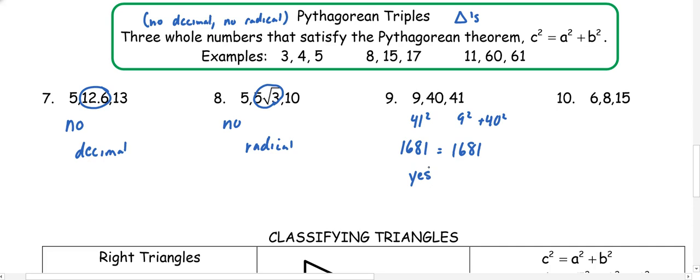Now, number 10, we have to be careful because although these are 3 whole numbers, this does not form a triangle because 8 plus 6 is only 14, and it has to be greater than 15, which it's not, because 14 is actually smaller than 15. So we would say no, not a triangle.